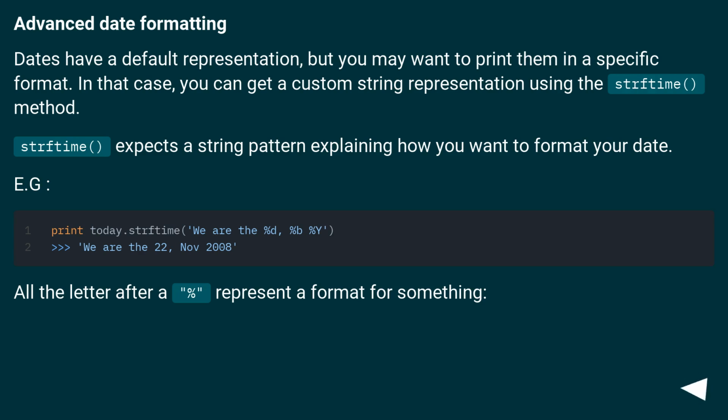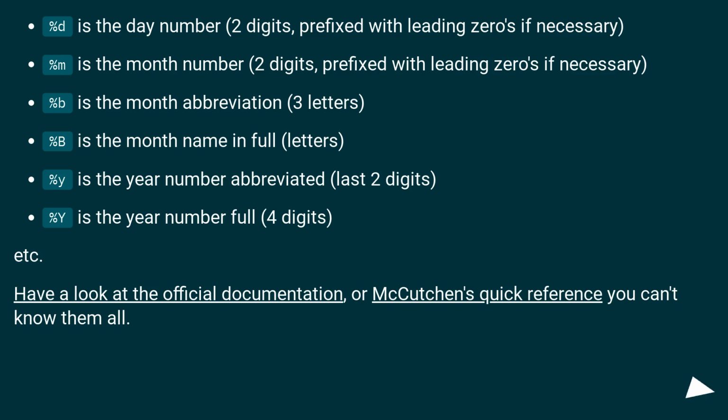all the letters after a % represent a format for something. %d is the day number, 2 digits, prefixed with leading zeros if necessary. %m is the month number, 2 digits, prefixed with leading zeros if necessary. %b is the month abbreviation, 3 letters. %B is the month name in full. %y is the year number abbreviated, last 2 digits. %Y is the year number full, 4 digits, etc. Have a look at the official documentation, or McCutchen's quick reference. You can't know them all.